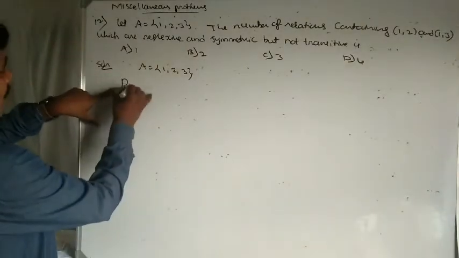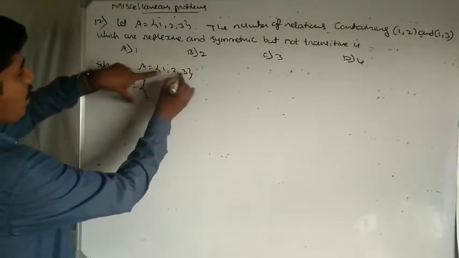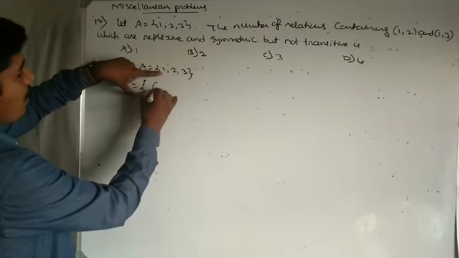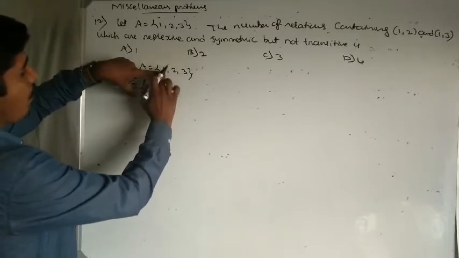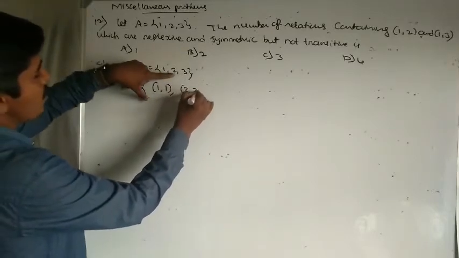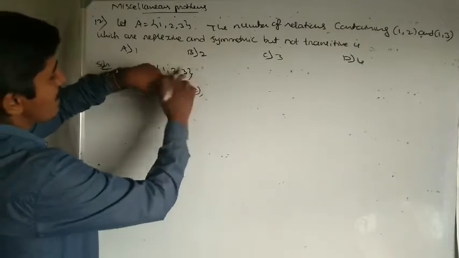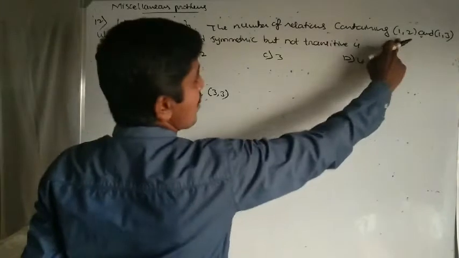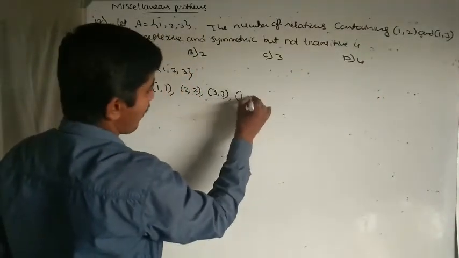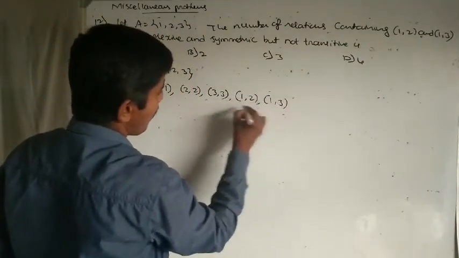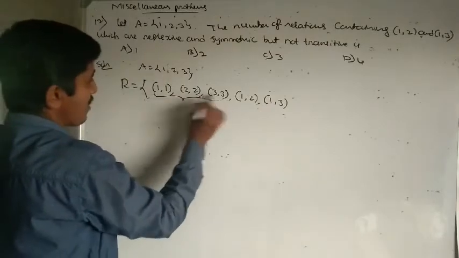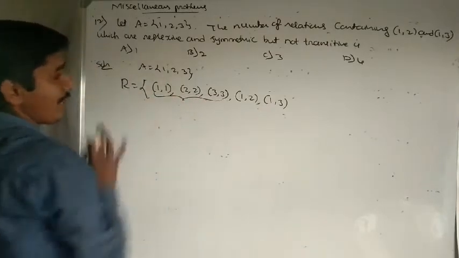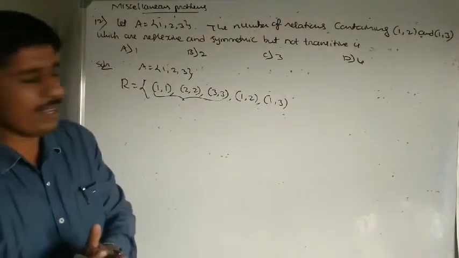For the relation to be reflexive, every element of the set must be related to itself. Therefore it must include (1, 1), (2, 2) and (3, 3) belong to R. It must also include these two elements, (1, 2) and (1, 3). So clearly it is reflexive because these three elements belong to R. Is it symmetric here?